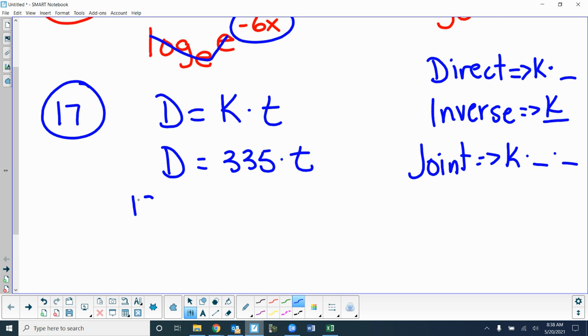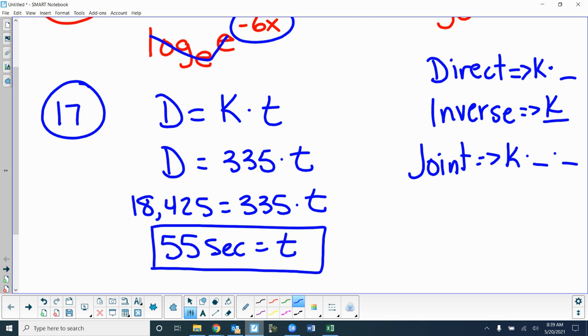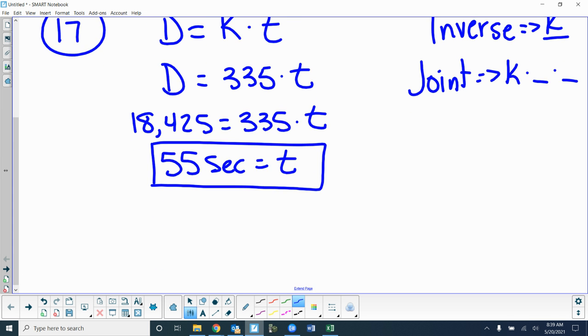So how long will it take to travel 18,425 feet? All right, so 18,425 equals 335 times T. What are you going to end up doing? Just divide. So most of you just realize you're just going to go 18,425 divided by 335, which was 55 seconds. So that one's not too bad either. Okay? We haven't got quite to the hard ones yet.